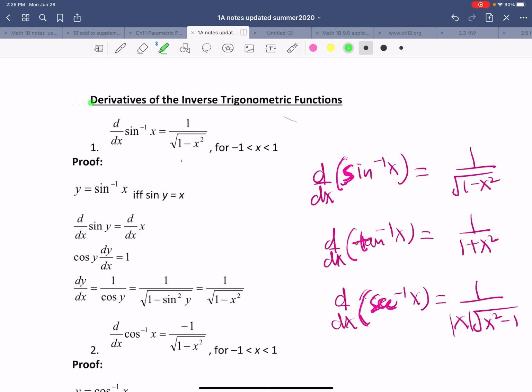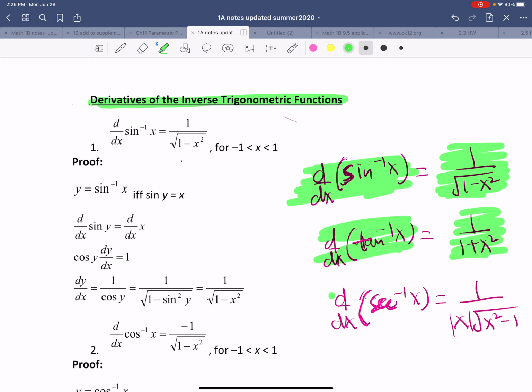Today we're going to discuss derivatives of inverse trig functions. The derivative of sine inverse x is equal to 1 over the square root of 1 minus x squared. The derivative of tangent inverse x is 1 over 1 plus x squared. The derivative of secant inverse x is 1 over the absolute value of x, and then the square root of x squared minus 1. Memorize these three. These come very handy, and I'm going to talk about the proofs of these as well.